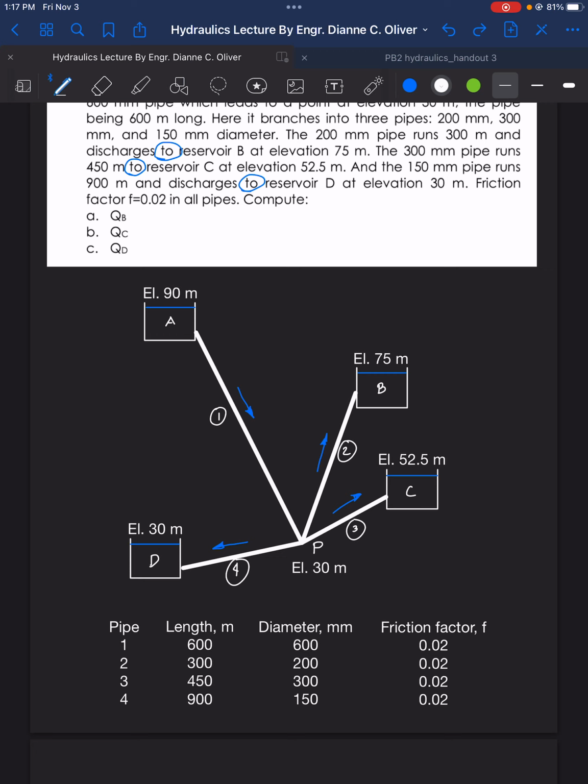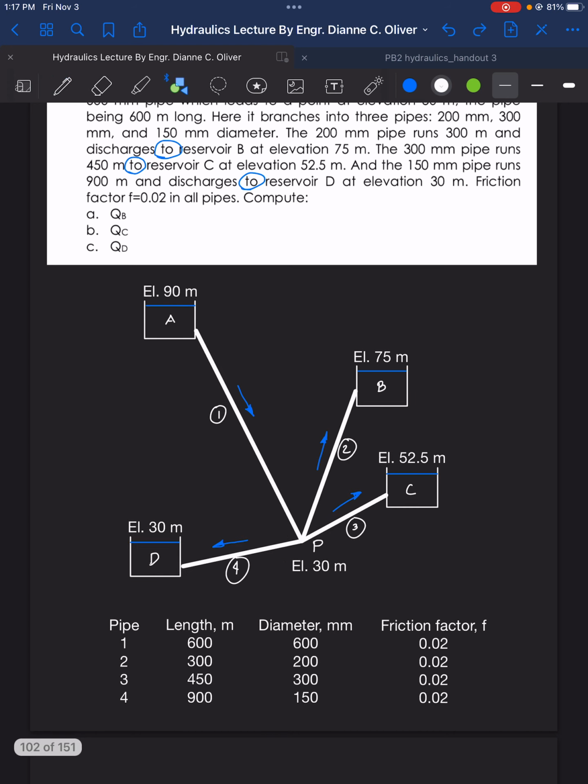So let's draw the head, so for HB, HC, and then this would be the HD.